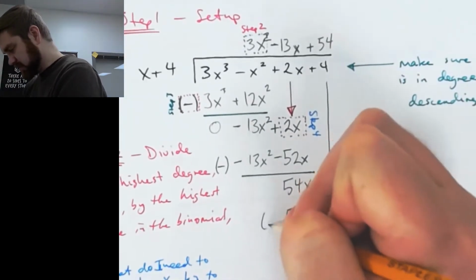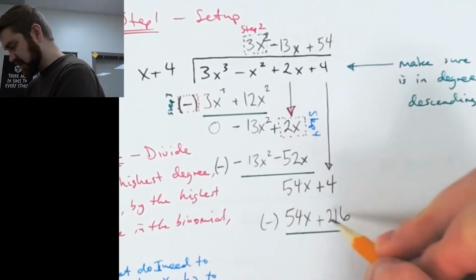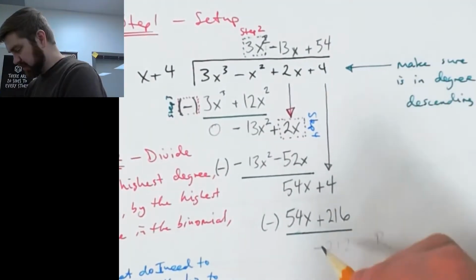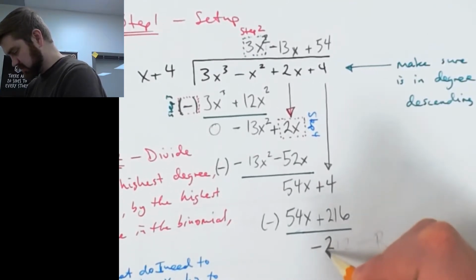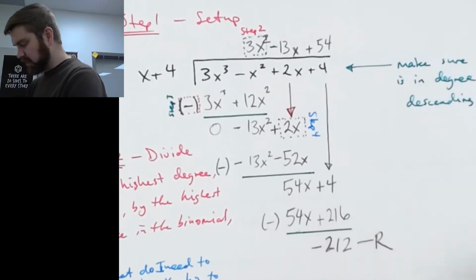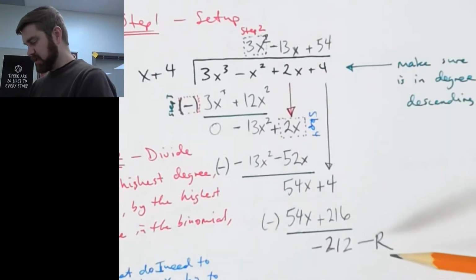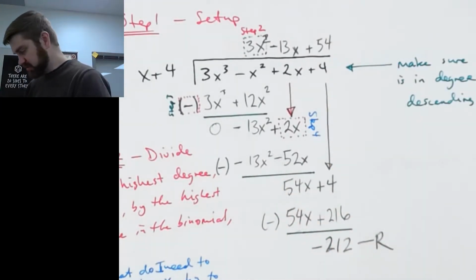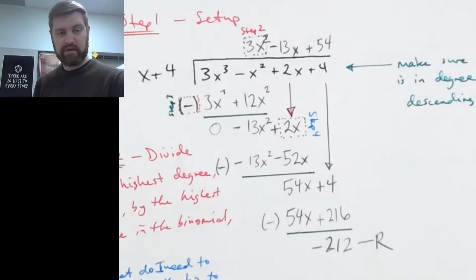Okay, I'm going to subtract. So this and this will cancel out. This minus 216 gives you a remainder of negative 212. Okay, and so that remainder is part of the final equation. Okay, we can't just ignore it.